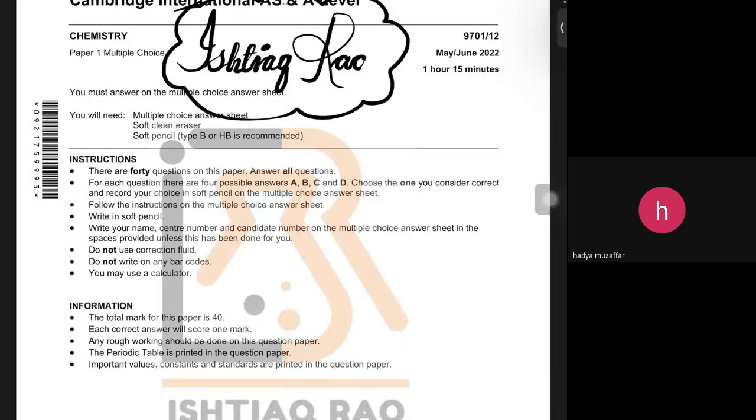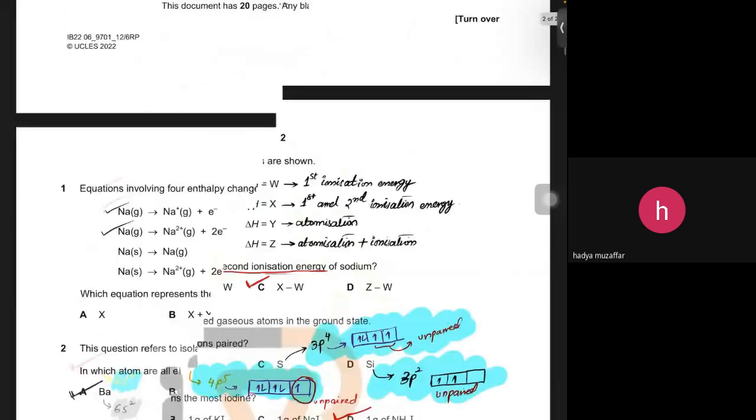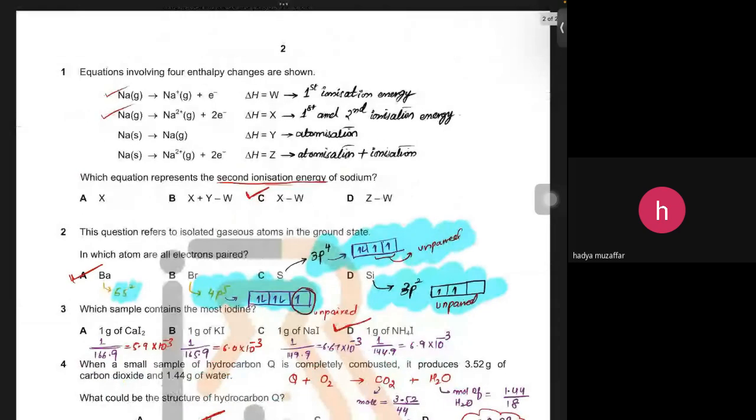This is May June 2022, paper 1-2. Question number 1 says that equations involving four enthalpy changes are shown. Which equation represents the second ionization energy of sodium?